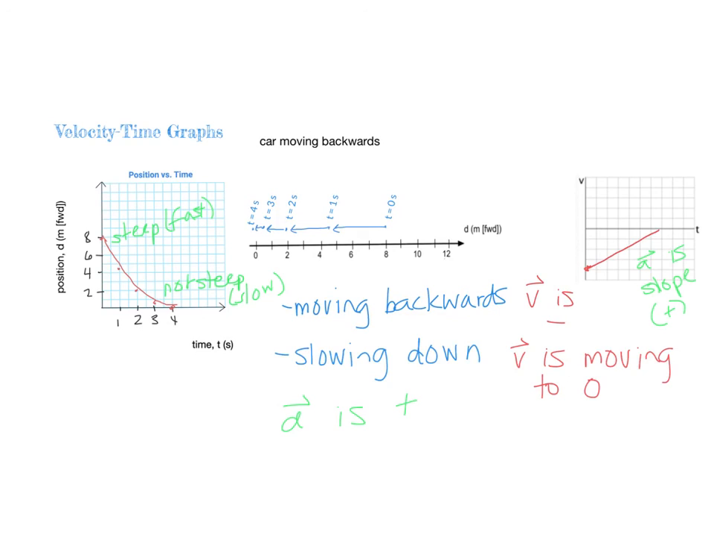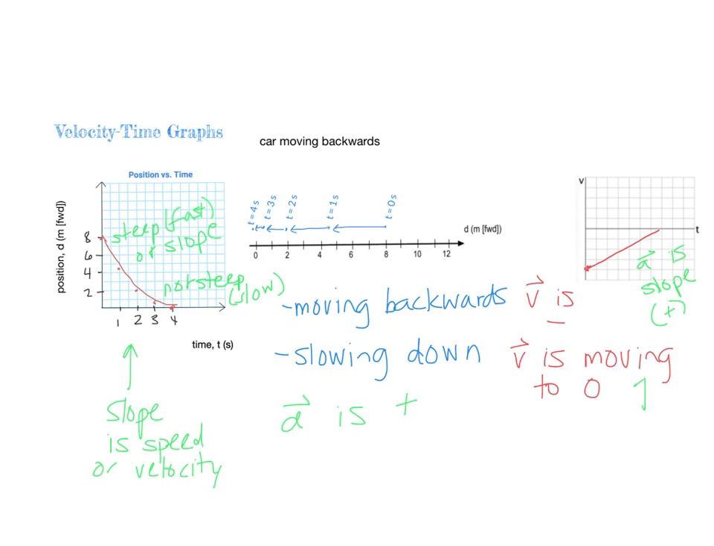One thing to be careful of, this steepness is another way of saying slope. So the slope of this position time graph tells us the speed. So how fast our position is changing is our speed, or it could also be our velocity if we include direction. So it just depends on if you're including direction or not.